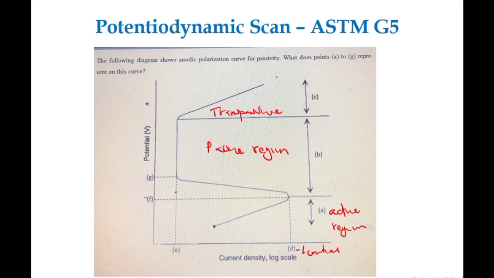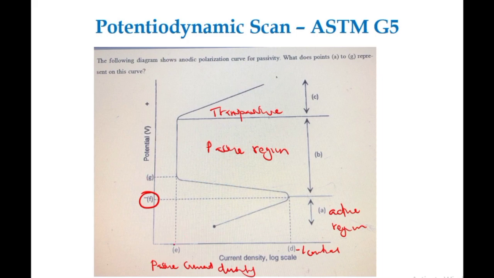Our E, we know that is a passive current density. That is ICD, passive current density. The passive, our E is what? The passive current density. And then when you go to our F, it is the what? The primary passivation potential. I always term it PPP, EPP, primary passivation potential. And this is the protection potential.